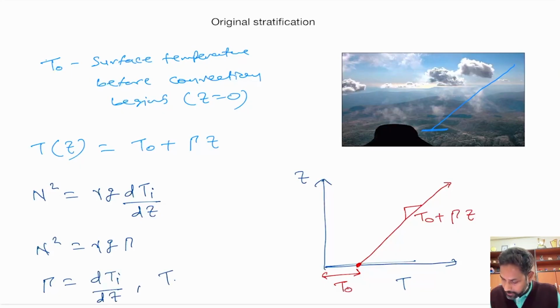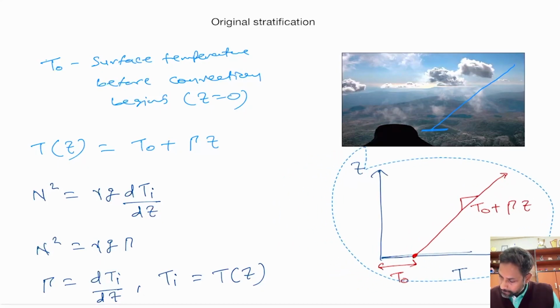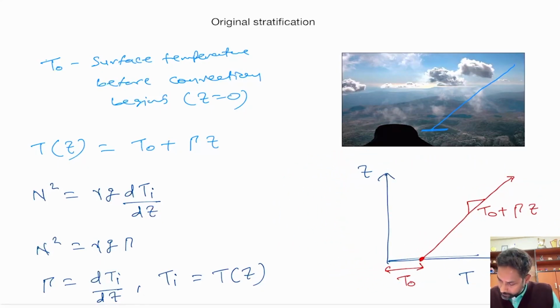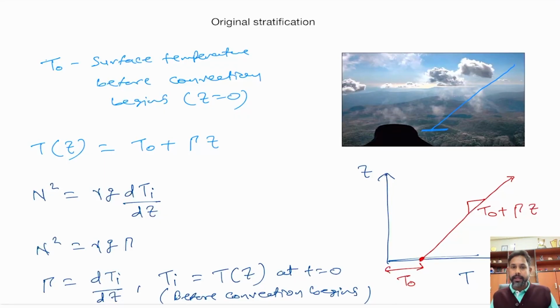Okay, where Ti is simply T of Z at t equal to 0, right? That is before convection begins. Okay, so Ti is the temperature at different elevation before convection begins. So that's why we consider it t equal to 0. So time t equal to 0, right? And this is the stratification frequency.